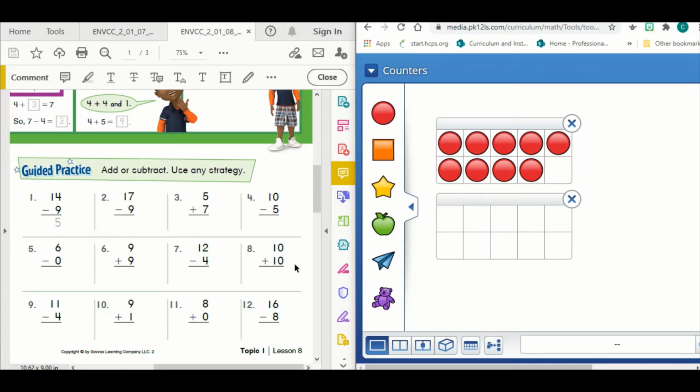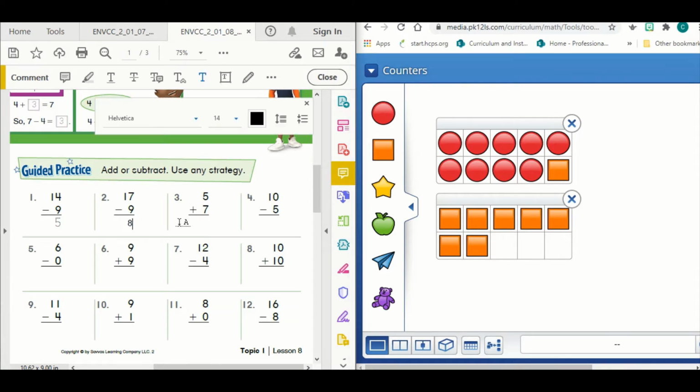This is number 2 for the guided practice. It says 17 minus 9. As you can see, I'm going to use the same strategy here because 9 is really close to 10. It's super easy to add 1 to it to make a 10. And then I just have to add 7 more to finally get to 17. When I do that, I have 7 plus 1, and 7 plus 1 is 8. So 17 minus 9 is equal to 8.